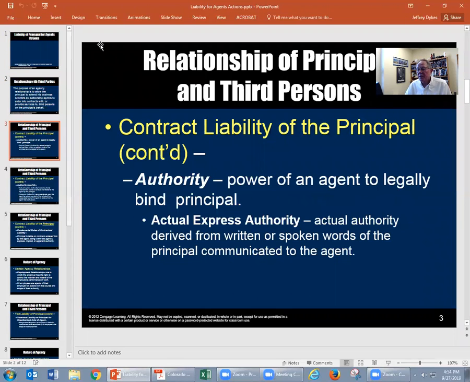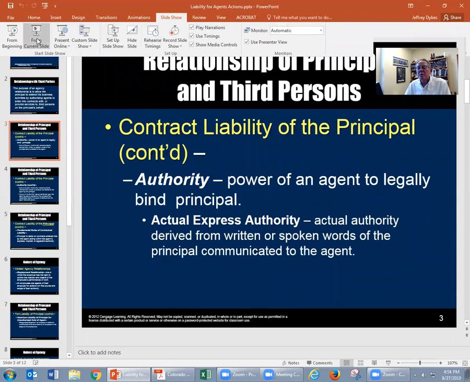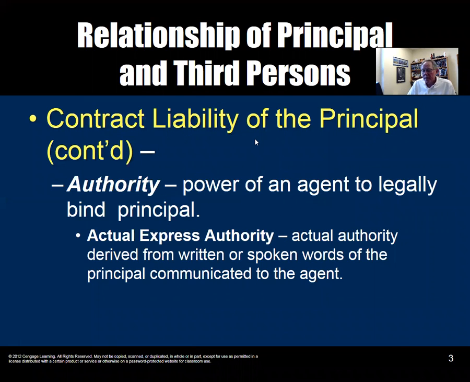So let's go first to looking at authority. Basically the organization is going to give the agent a certain authority that can be written and/or oral, but normally written. It's your job description, is actual express authority. That is what the principal or the organization is authorizing you as the employee or the agent to accomplish on their behalf, and it's expressed.